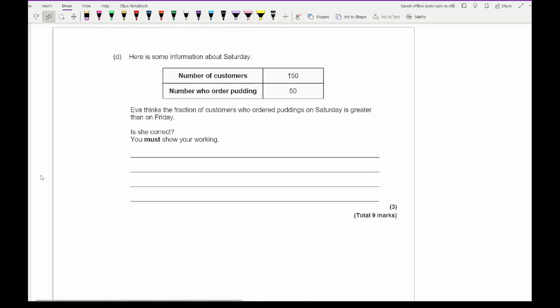Moving on to D, it says here is some information about Saturday. So the number of customers is 150. The number who ordered pudding was 50. Eva thinks the fraction of customers who ordered pudding on Saturday is greater than Friday. Is she correct? So here, all I need to do is compare the fractions. So I've got 50 over 150. And if I simplify that, that's going to be 1/3.